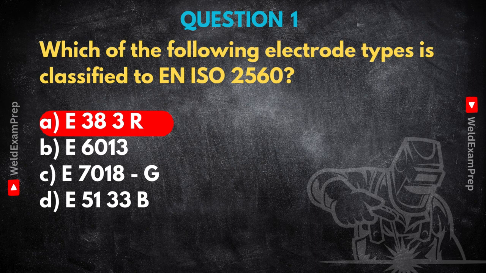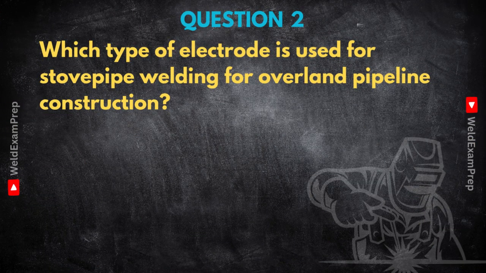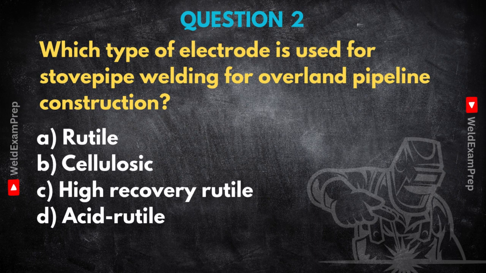Absolutely vital. Okay, let's move to something really practical. Big infrastructure stuff. Pipelines. Stovepipe welding. Classic application. Exactly. Those huge overland pipelines. Specific challenges there. Speed, penetration, often working vertical down. So question 2. Which type of electrode is used for stovepipe welding for overland pipeline construction? Your options: A, rutile. B, cellulosic. C, high recovery rutile. Or D, acid rutile. For stovepipe, the answer you want is B, cellulosic.